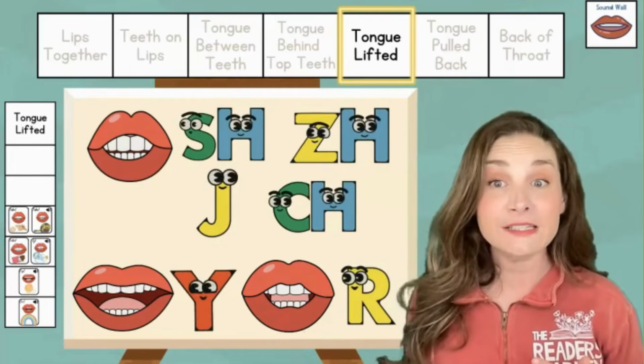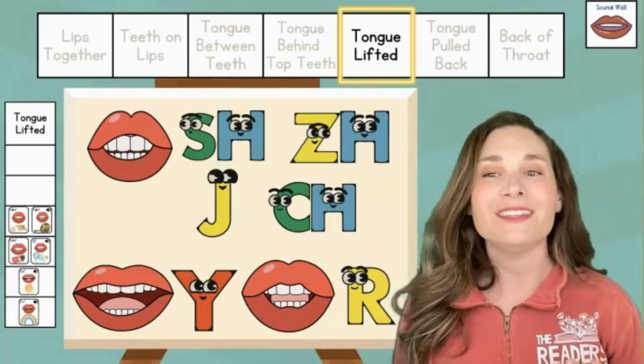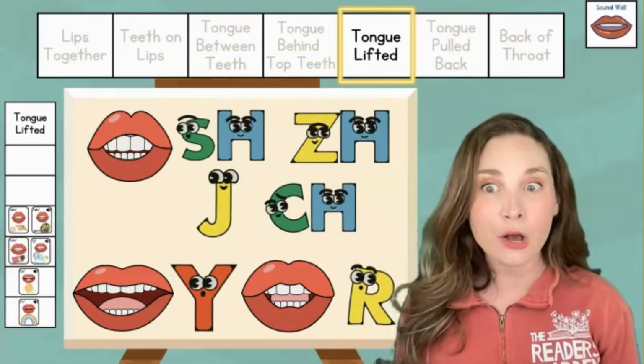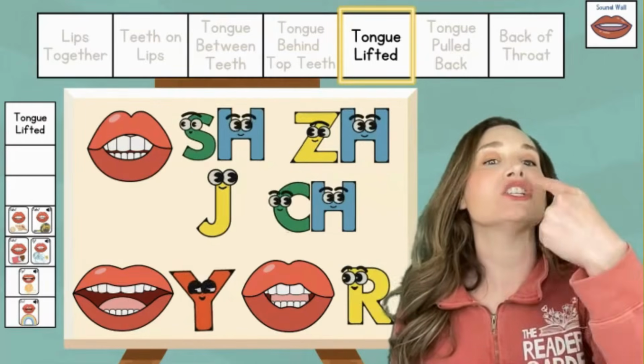So give each of these sounds a try and notice how your tongue lifts and moves in similar ways, but that the sound changes depending on how your tongue is interacting with the roof of your mouth. The roof of your mouth is the top of your mouth.